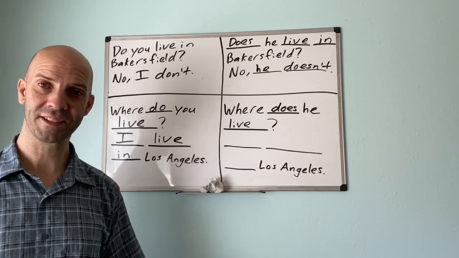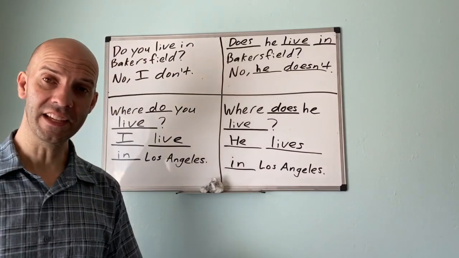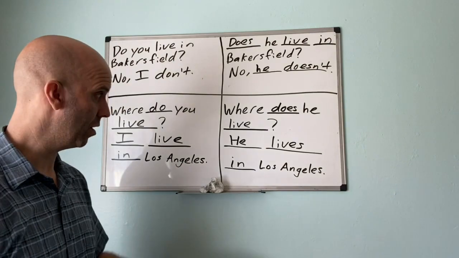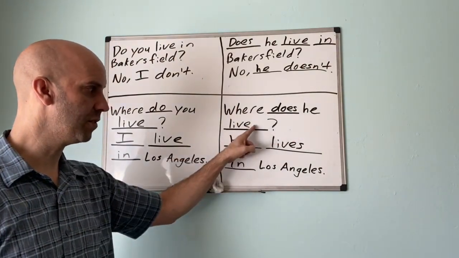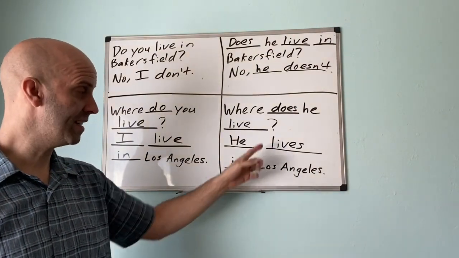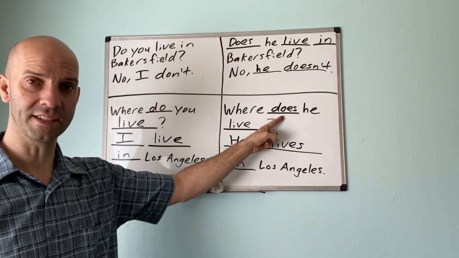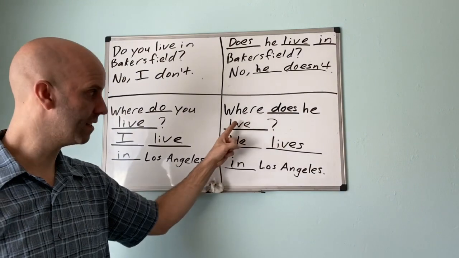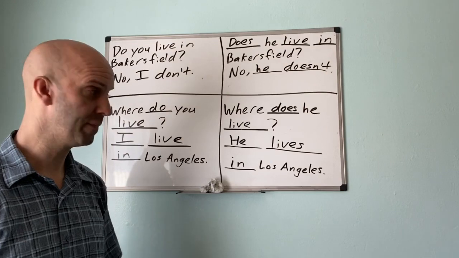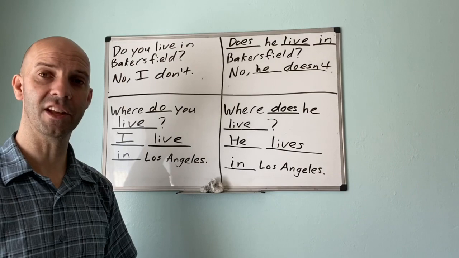Now fill in the blanks. He lives in Los Angeles. Notice here we say he live, and here we say he lives. The reason is here we see the word does, the auxiliary verb, the modal verb does. When does is in the sentence, the verb goes back to the base form with no S, live. But when does is not there, we say lives. He lives in Los Angeles.